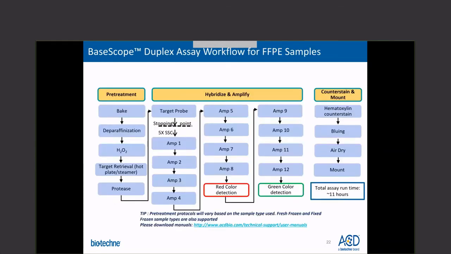prior to the assay. This is an overview of the duplex chromogenic assay workflow using FFPE samples. The broader steps remain the same and include pretreatment, hybridization, amplification, and staining and detection. Here, there are a few additional amplification steps as you now have to detect both the ALP-based fast red color as well as the HRP-based green chromogen.